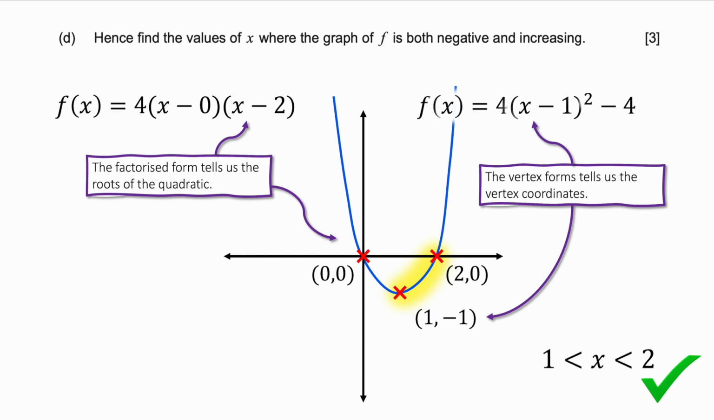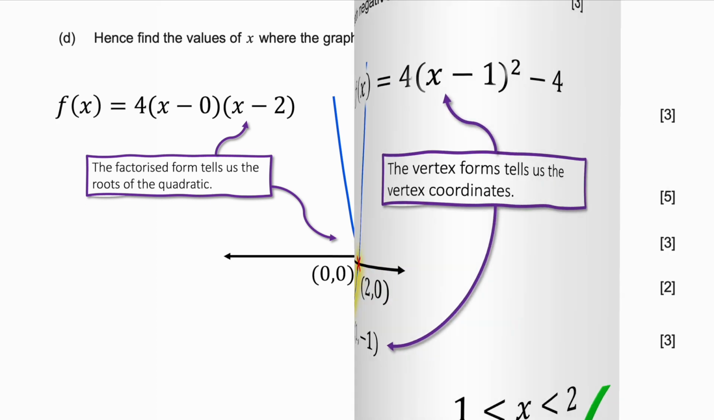I will just repeat that. It is negative here. So it's below the x-axis, below the 0 here, that's negative. And it's increasing, it's going up at that point. At those points as well, between 1 and 2. Good. That's all of question 7.